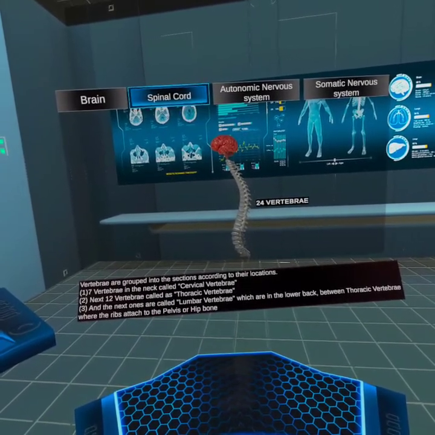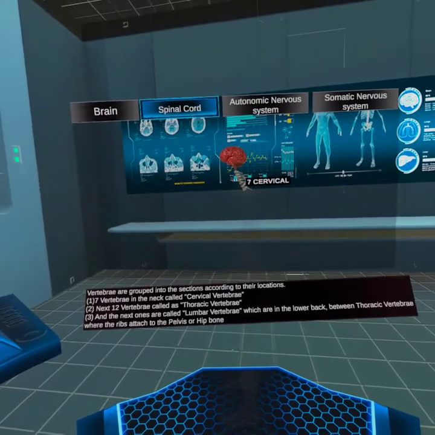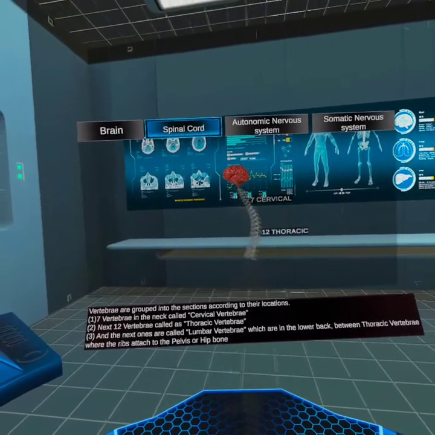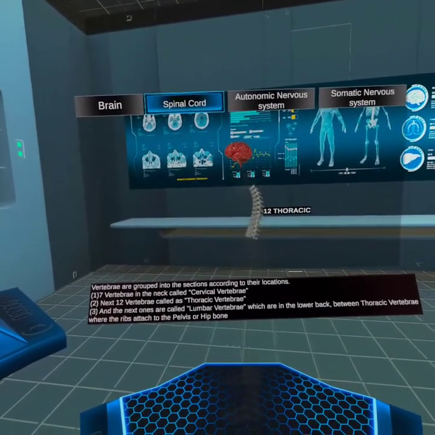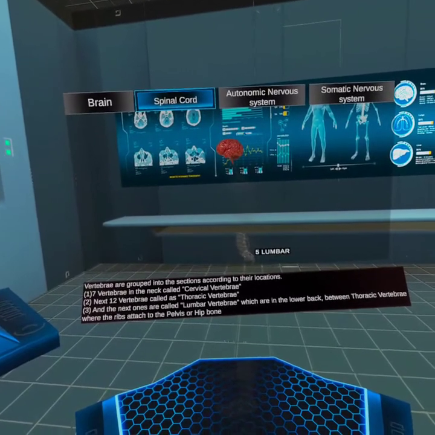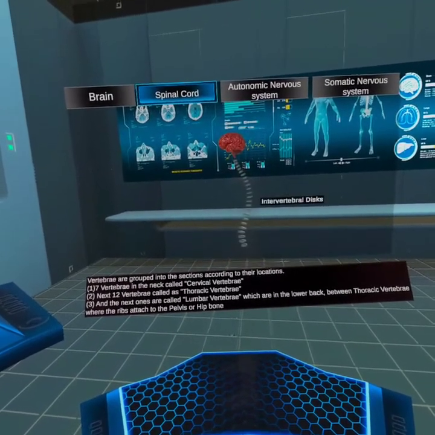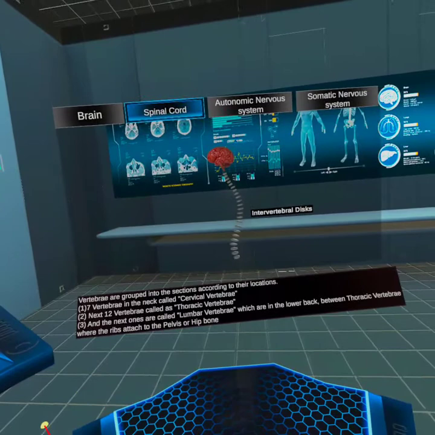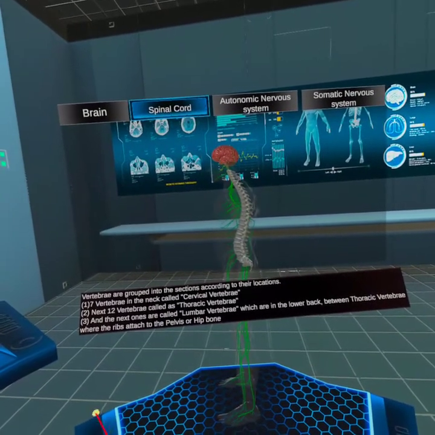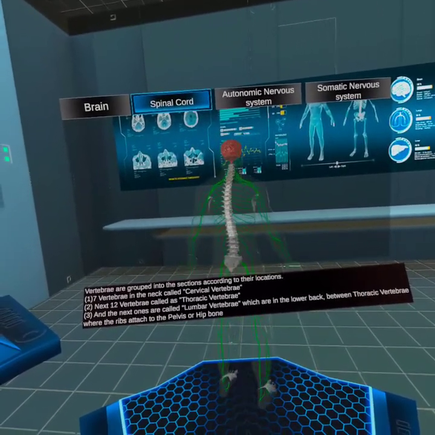Vertebrae are grouped into sections according to their locations. The first section contains 7 vertebrae in the neck called cervical vertebrae, next 12 vertebrae called thoracic vertebrae, and the next ones are called lumbar vertebrae, which are in the lower back, between the thoracic vertebrae where the ribs attach to the pelvis or hip bone.